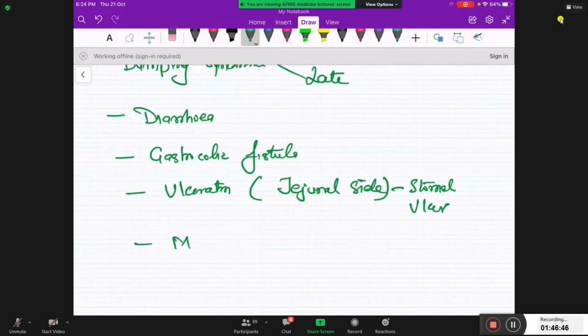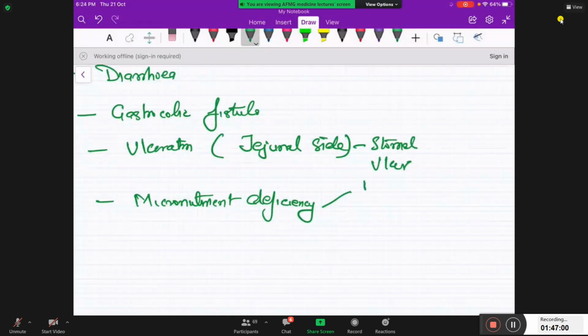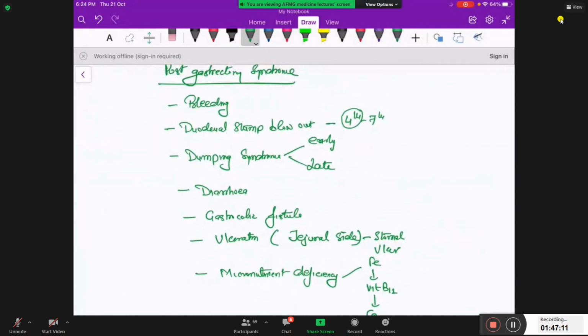Patient can develop micronutrient deficiencies also. Like, most common is iron deficiency, followed by vitamin B12, followed by calcium. So these complications are called post-gastrectomy syndromes. And you are asked which of the following is not a complication of gastrectomy. So you should know what are the complications we have after gastrectomy.